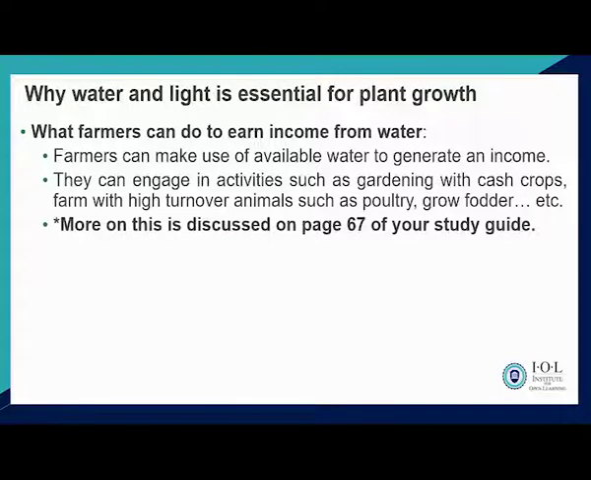But these are discussed more on page 67 of your study guide. So once again, please do visit that page, so that you can brush up on ways that you as a farmer can earn income from the water that you have collected or harvested.